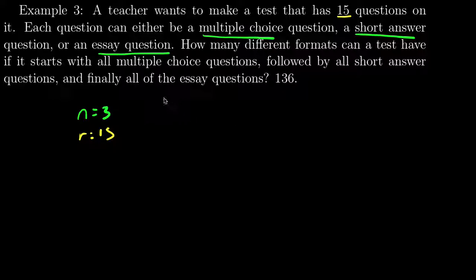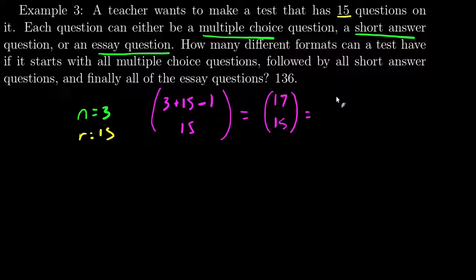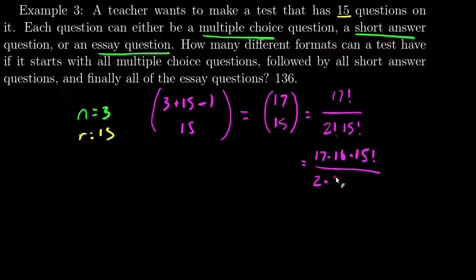N plus R minus 1, 3 plus 15 minus 1, choose R, 15, which is 17 choose 15, which will be 17 factorial over 17 minus 15, 2 factorial, times 15 factorial. As always, I look to see which one's bigger down here. It's the 15. That will cancel out most of the stuff from the top. So 17 is 2 more than 15, so that's 17 times 16 times 15 factorial, because it would keep going down, divided by 2 times 1 times 15 factorial. Those cancel. And then 17 times 16 over 2 times 1, I will reduce 16 over 2. So you get 17 times 8, which is 136.